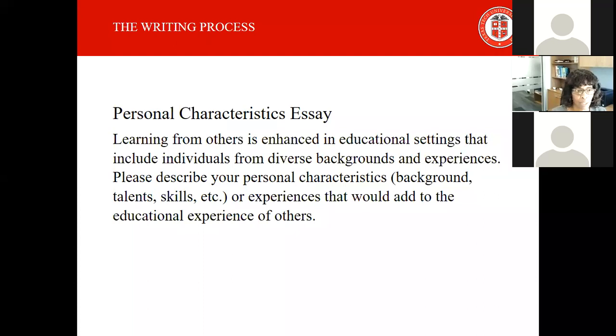Learning from others is enhanced in educational settings that include individuals from diverse backgrounds and experiences. Please describe your personal characteristics, background, talents, skills, etc., or experience that would add to the educational experience of others. So I'm going to give you a second, let you read through this again, and then we're going to break it down.